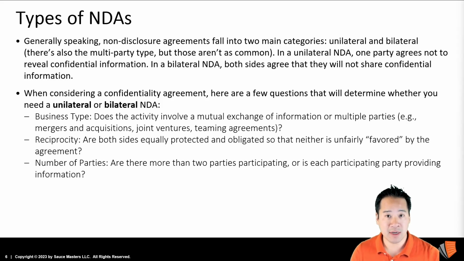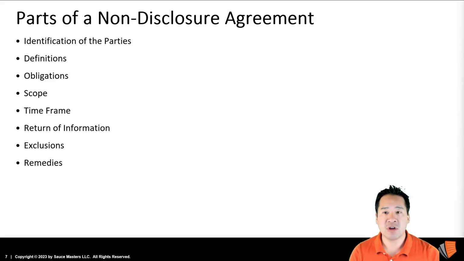But in a multi-party NDA, if you're sharing information with Jack and Jill, and those are the second and third parties, if you share your confidential information with Jack, Jack can then share that information with Jill without asking you. And if it's confidential to you, you probably want to know before Jack shares with Jill. So let's talk about the parts of a non-disclosure agreement.